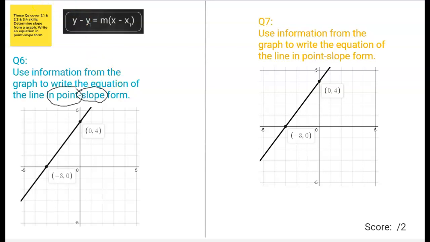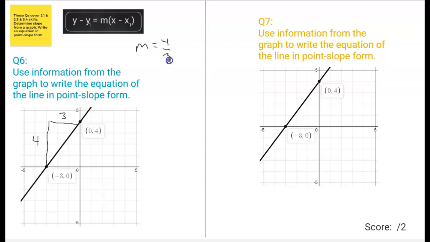So first, pick either one of the points. So don't mix and match. Pick one of the points. So I'm going to pick this point for question 6. And then I'm going to determine the slope. So the slope of this line, I can see that my rise is 4, because I go from 0 up to 4, and my run is 3. So my slope, or my m value, is 4/3.